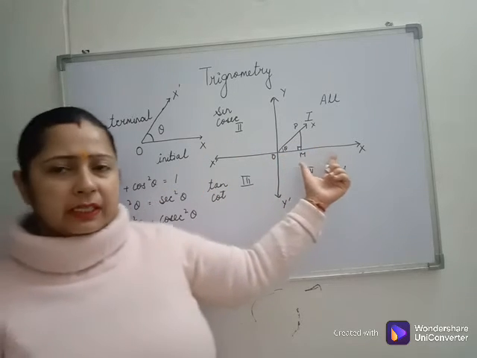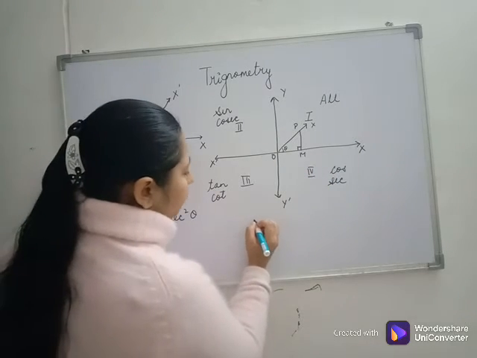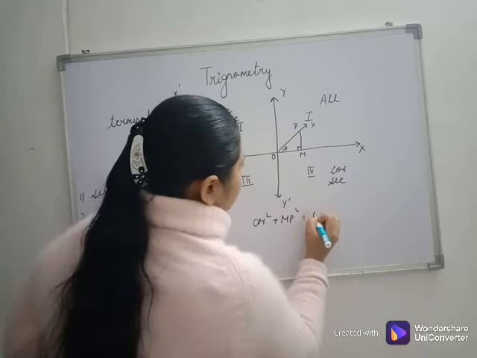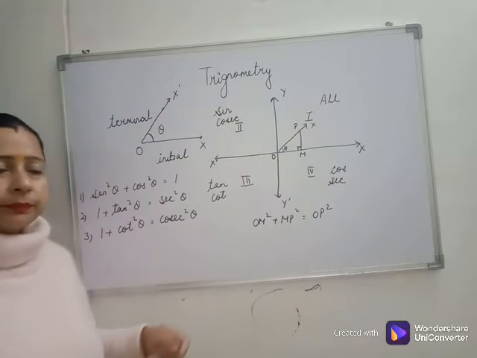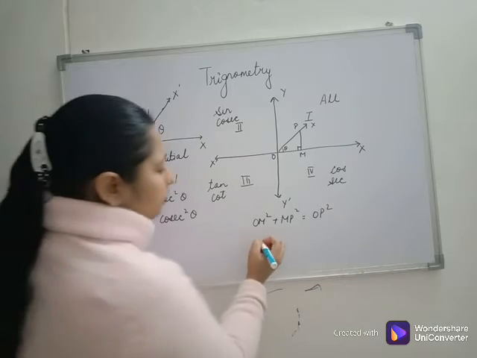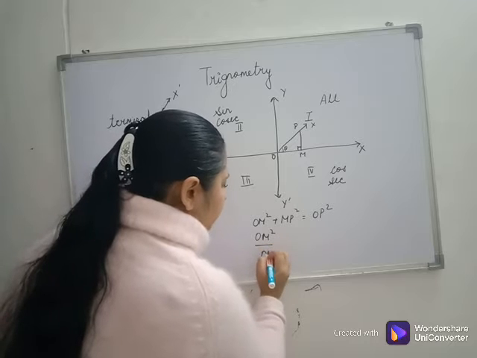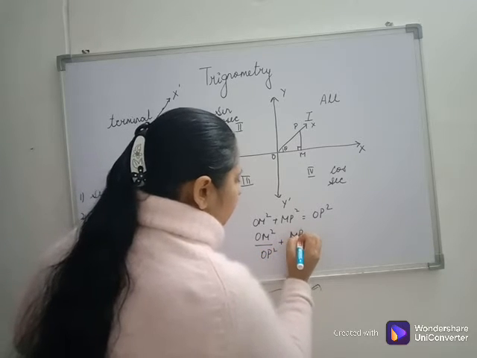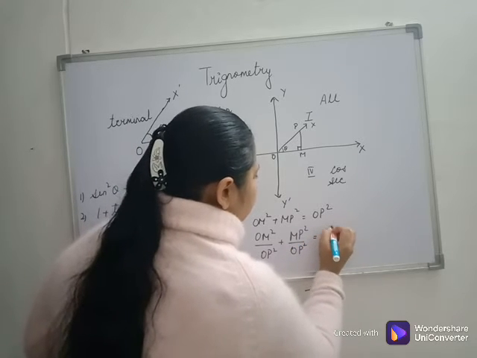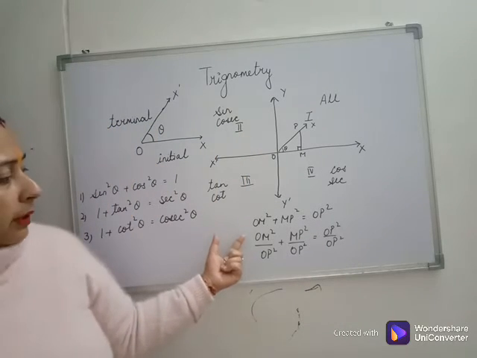We know in a right angle triangle, by Pythagoras theorem, if you remember, we have OM square plus MP square is equal to OP square, isn't it? We have this thing. From here, if I divide it by OP square on both the sides, I get OM square by OP square plus MP square by OP square is equal to OP square by OP square.